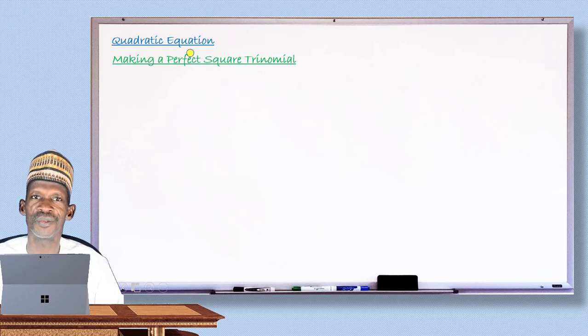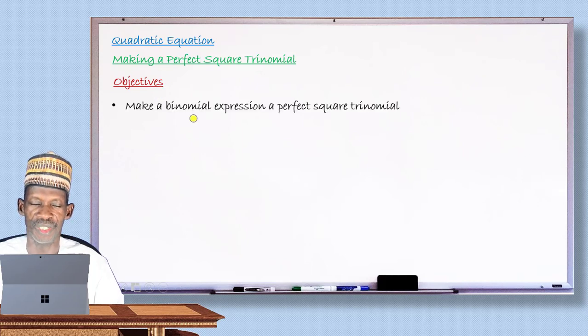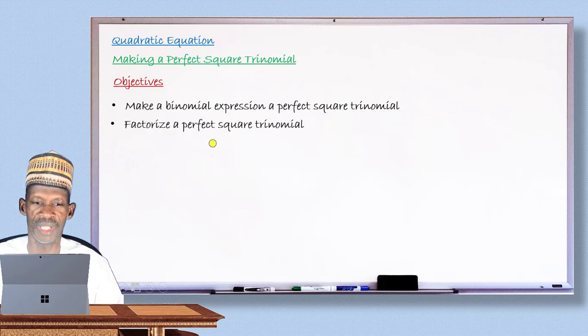Today, in continuation with your main topic, that is the quadratic equation, what we are going to discuss today is how to make a perfect square trinomial. So let's begin. After completing this lesson today, my dear student will be able to make a binomial expression into a perfect square trinomial. And number two, also be able to factorize that perfect square trinomial. These are the two things I hope my dear student will be able to do after completing this lesson today.